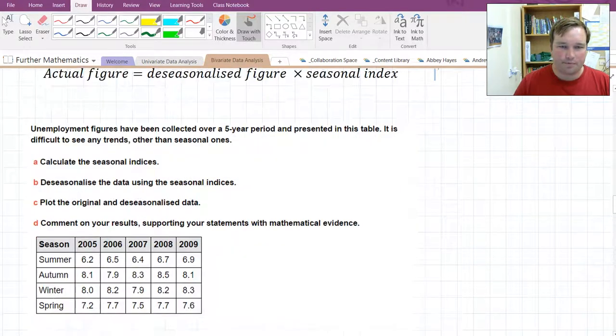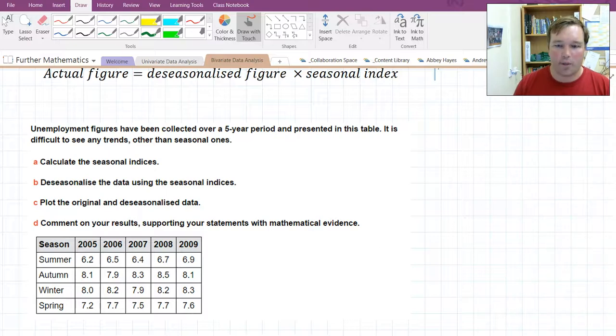Alright. Now this will be our big example for it, and I realize it will be slightly painful because these calculations are normally done with an Excel spreadsheet to make it quick, or your calculator. So, unemployment figures have been collected over a 5-year period and presented in this table. It is difficult to see any trends other than seasonal ones.